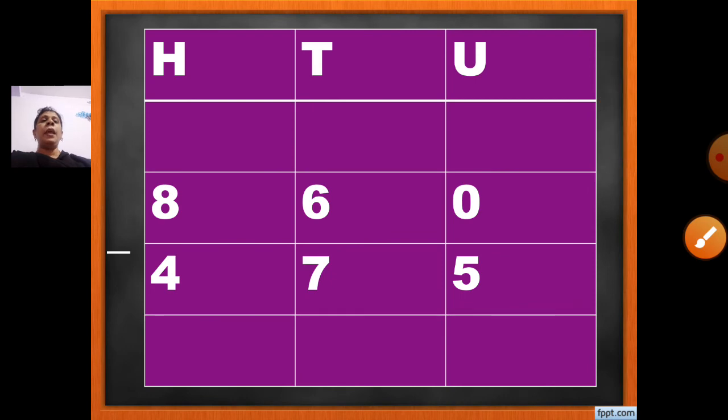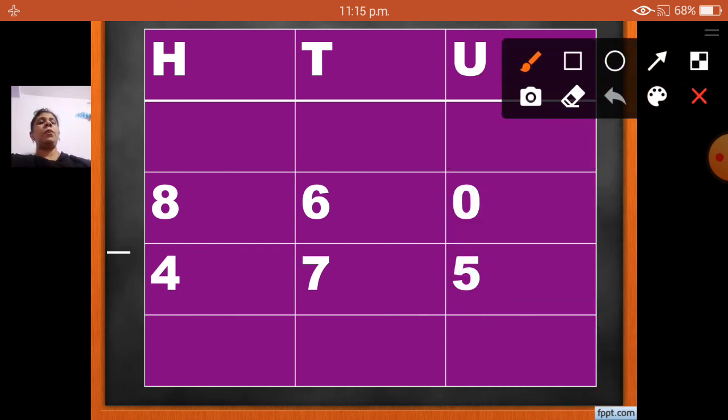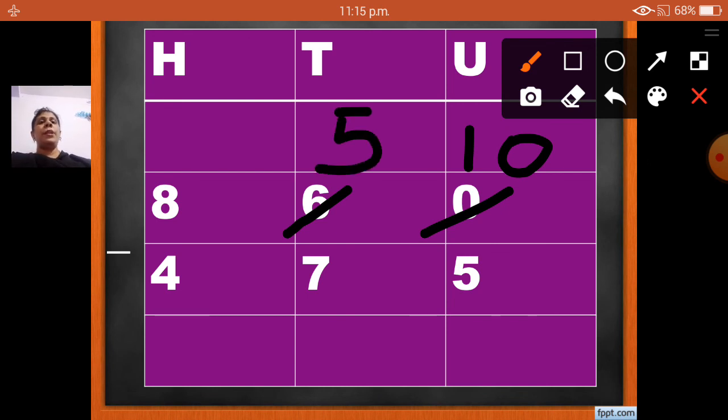Next sum. 860 minus 475. Let us subtract. Okay. Now 0 is a smaller number, 5 is a bigger number. So we will cut this 0, we will make it as 10. And I borrowed 1 from 6 in tens place. So 6 will become 5. So 10 minus 5 will be, after 5, 6, 7, 8, 9, 10. So 10 minus 5 will be 5.